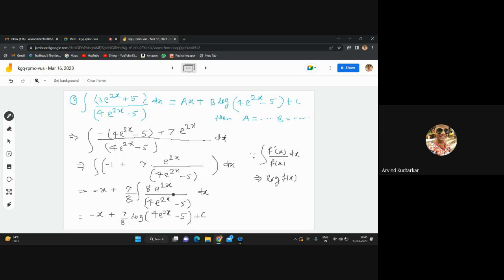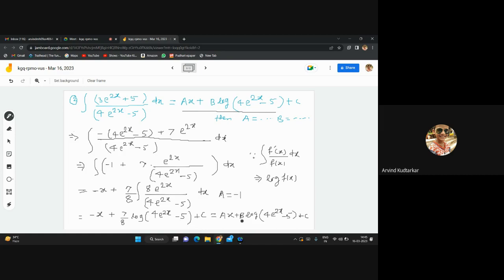When we equate this solution with this term, the coefficient of x is a, so equate with their same terms. What will we get? ax plus b into log of 4 into 2x minus pi, plus c. And after equating their coefficients from their variables, what is the coefficient of x? Minus 1. So the value of a is minus 1. Value of a is -1.